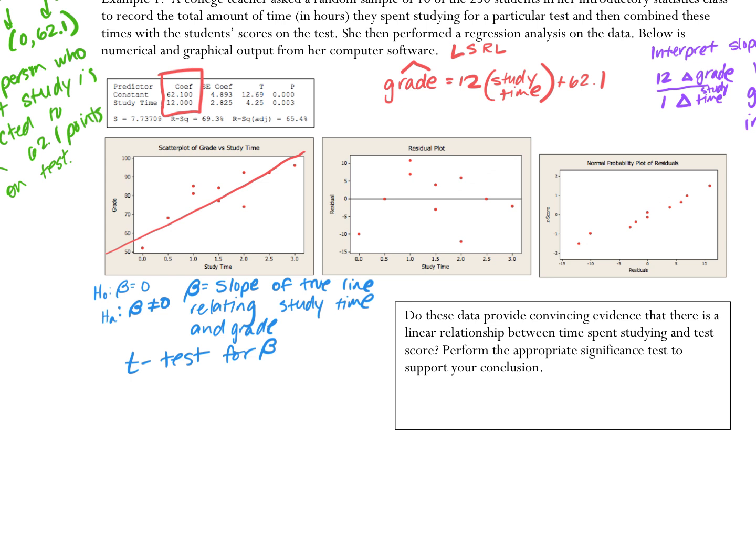What are my conditions? What's the first one? Linear. Is that met? Yes. There's no pattern on the residual. No pattern on residual plot. Okay. Next. Independent. All grades are independent. Individuals' grades are independent.